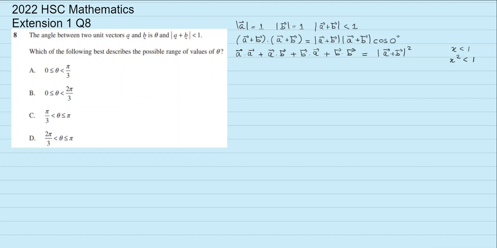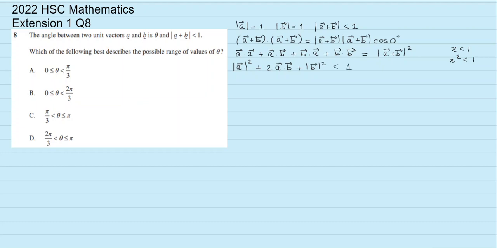I will further simplify it on the left hand side. So this will be equal to the magnitude of vector A times the magnitude of vector A, cos of the 0 degree between them. Plus twice vector A dot vector B, because B dot A is the same as A dot B. And plus the magnitude of vector B the whole square. And this entire thing will be less than 1.